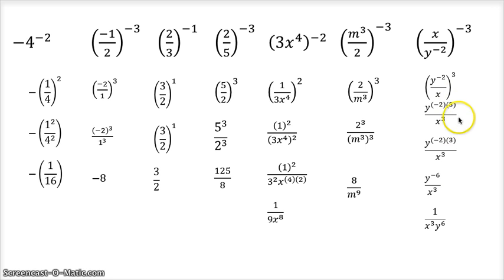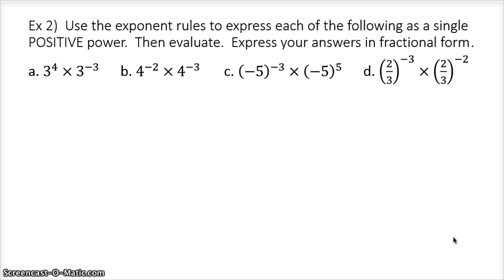Okay, so this would be the most complicated that you would see. So just pay attention that only the base that has the negative exponent flips. All right, example 2. Use the exponent rules to express each of the following as a single positive power, then evaluate and leave in a fraction.